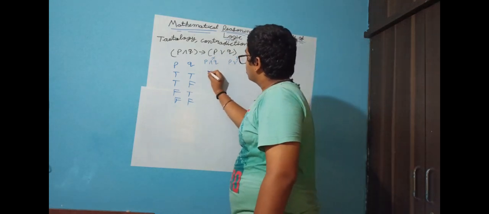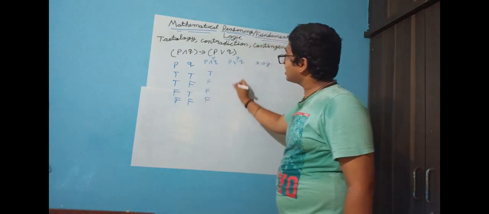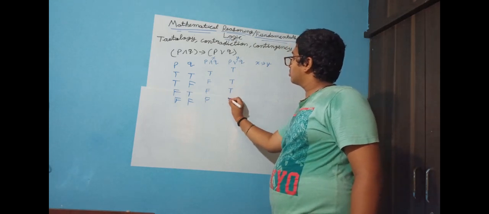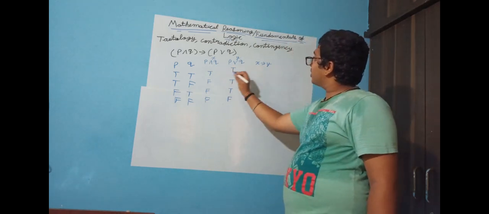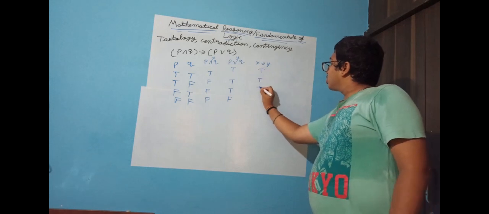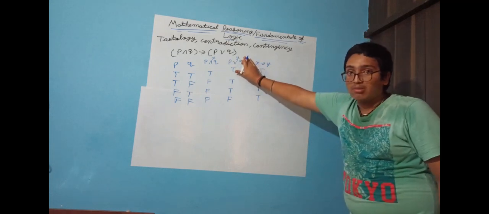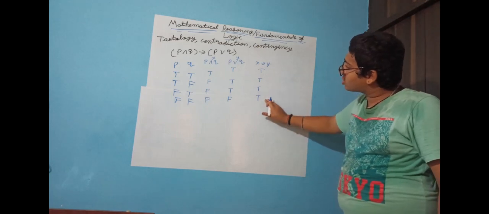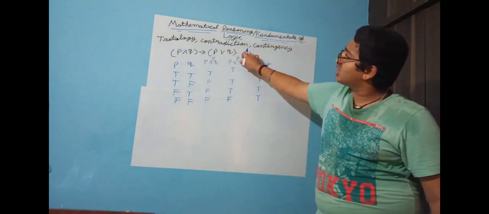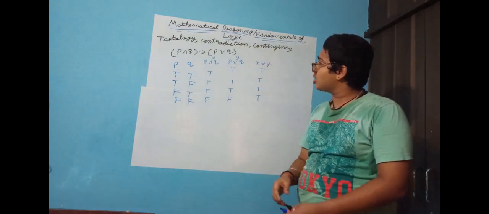P and Q: this is like the AND table, and this is the truth table for OR. And X implication Y: this is X and this is Y. True implies true is true. All are true. Since all the values are true, this is a compound statement whose truth values are always true, a tautology. Therefore, the given statement is said to be a tautology. In a similar way, we can prove contradiction and contingency also.